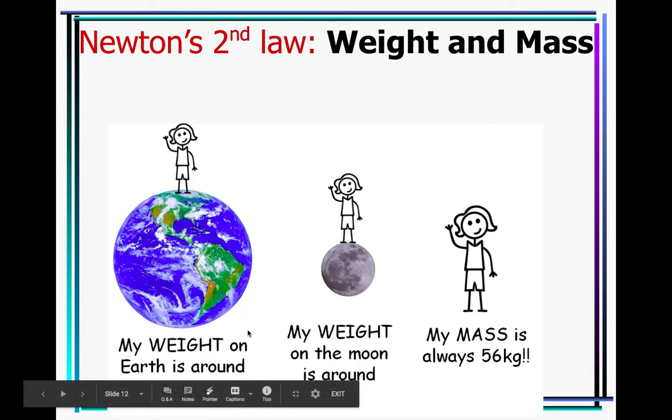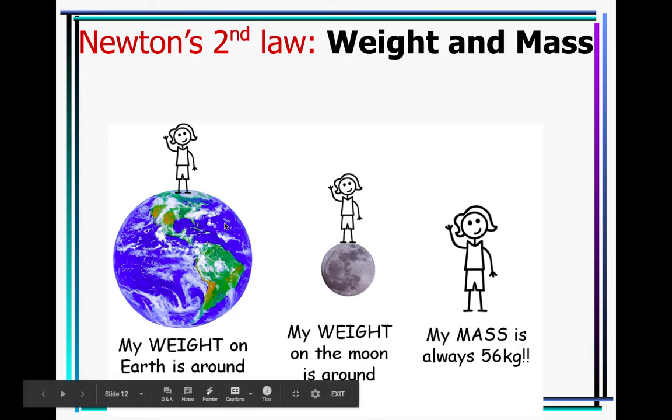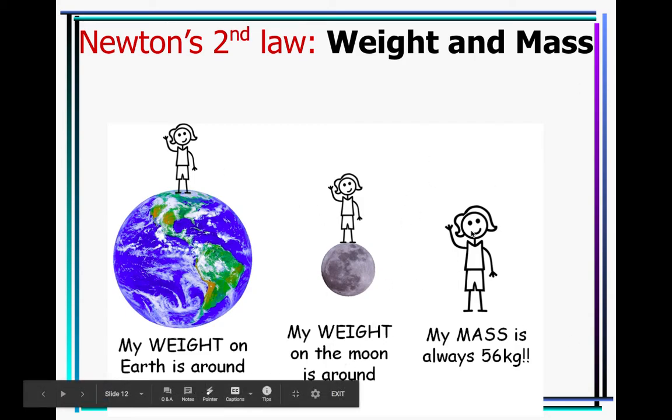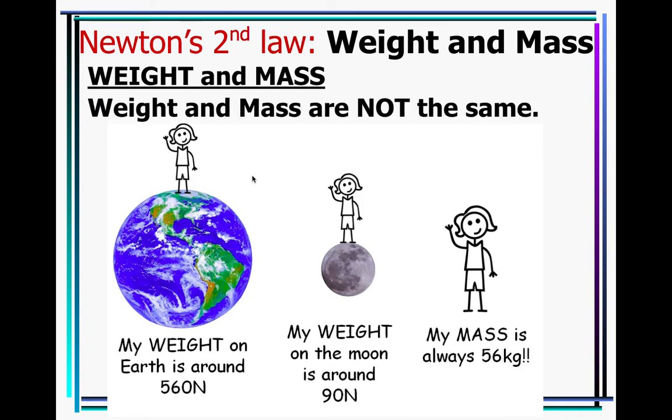Weight deals with gravity. So if you think about your weight, for this little person here, their weight on Earth is 560 newtons, because that would be their force, their mass times the acceleration due to gravity. On the moon, it would be 90 newtons, but the mass was always 56 kilograms. Mass never changes. The reason that the weight can be different on Earth versus the moon is because the amount of gravity on the moon is much less than the 9.8 that we have on Earth. Okay, they are not the same thing.